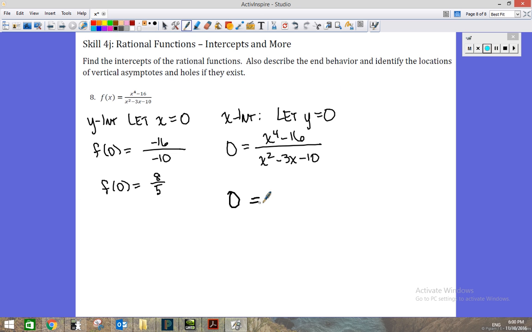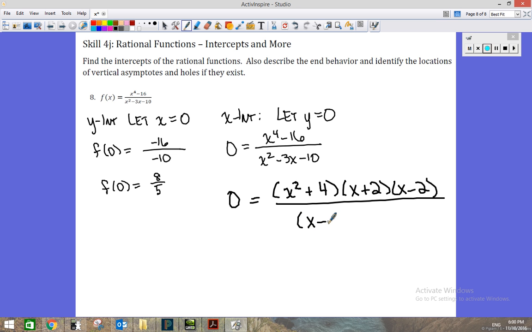So x to the 4th minus 16, that's a difference of perfect squares. I have x squared plus 4 and x squared minus 4. x squared plus 4 doesn't factor, but x squared minus 4 is a difference of squares. So that factors to x plus 2 and x minus 2. In the denominator, we've got x minus 5 and x plus 2.